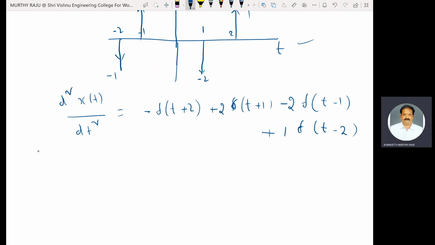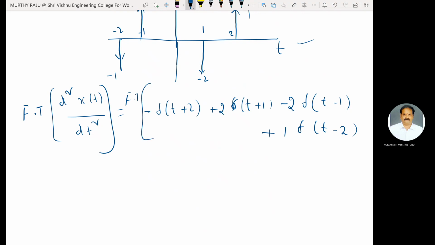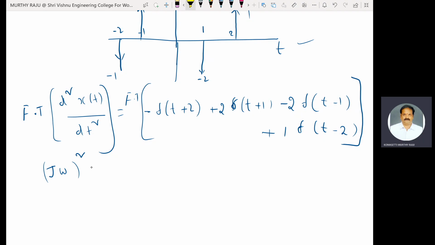Apply Fourier transform on both sides of that equation. We know that dx of t by dt is j omega x of omega. For second time differentiation, it is (j omega) whole power n, where n is the second derivative, that is (j omega) squared x of omega.